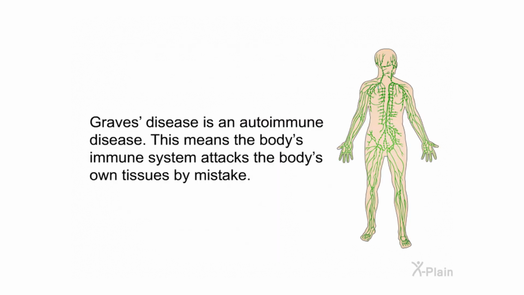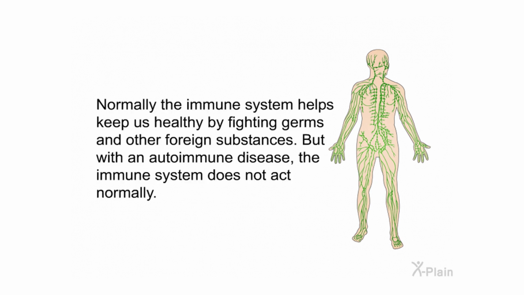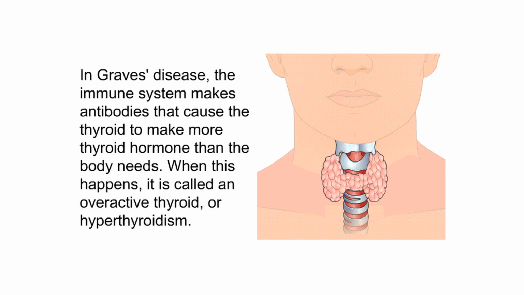Causes. Graves' disease is an autoimmune disease. This means the body's immune system attacks the body's own tissues by mistake. Normally, the immune system helps keep us healthy by fighting germs and other foreign substances, but with an autoimmune disease, the immune system does not act normally. In Graves' disease, the immune system makes antibodies that cause the thyroid to make more thyroid hormone than the body needs. When this happens, it is called an overactive thyroid, or hyperthyroidism.